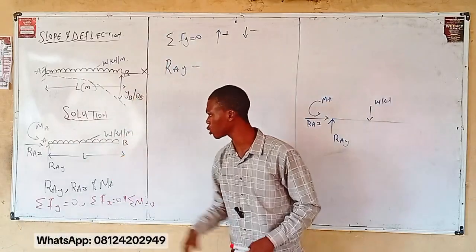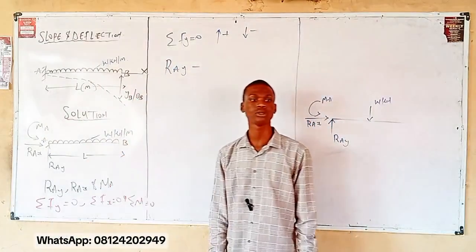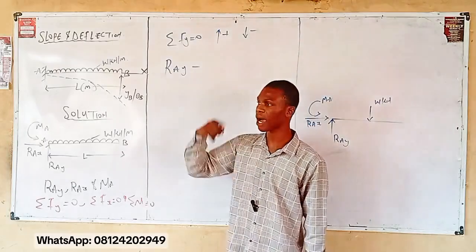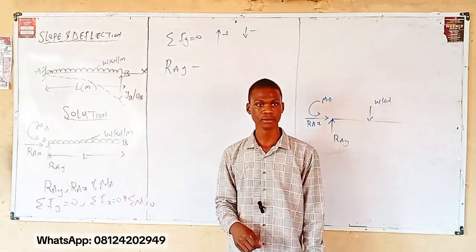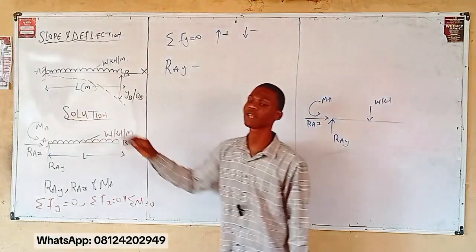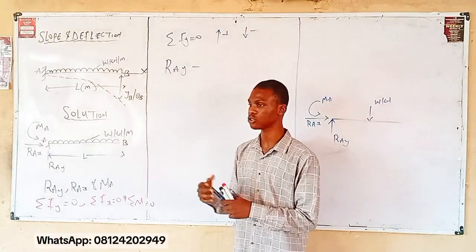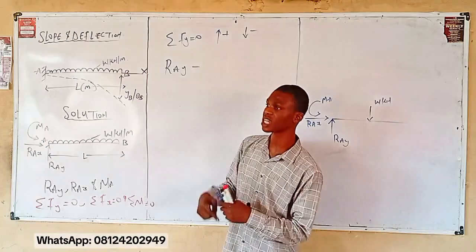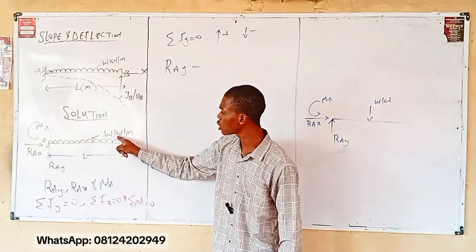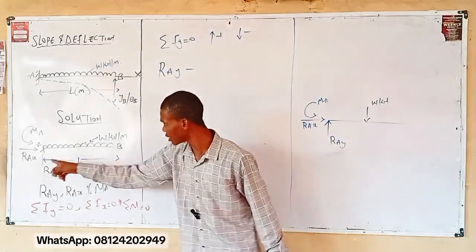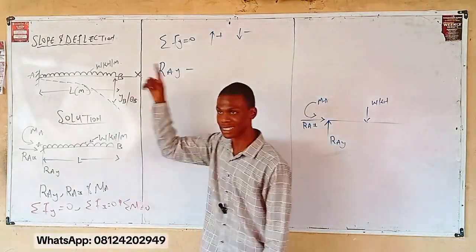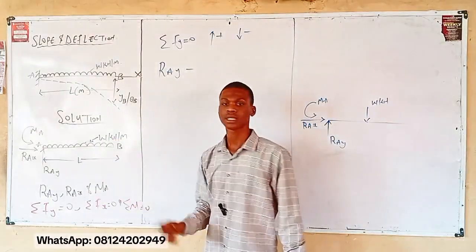Now, convert your UDL to a point load. Good. W kilonewton per meter times L meter. Recall, when you are converting the UDL to a point load, check your diagram. What is the intensity of that UDL? By intensity, we mean the magnitude. The UDL is represented as what? W kilonewton per meter. What is the total length of this UDL? L. Meaning, to convert this UDL to a point load, you multiply the intensity by the total distance. This is where the idea is coming from.